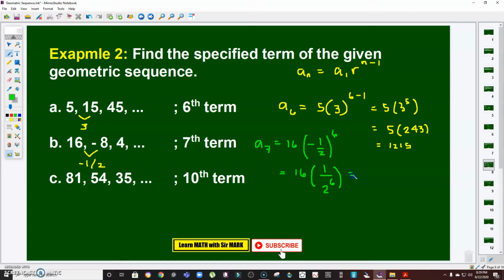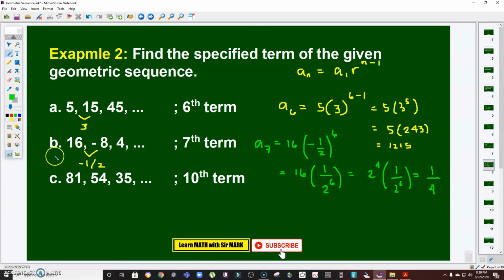But take note, 16 can be expressed as a power of 2. Take note, kids, 16 is 2 to the 4th, times 1 over 2 to the 6. And therefore, by the law of exponents, this one can be written as 1 over 2 raised to 2, or 1/4. See that? So the 7th term of this sequence is 1 over 4.